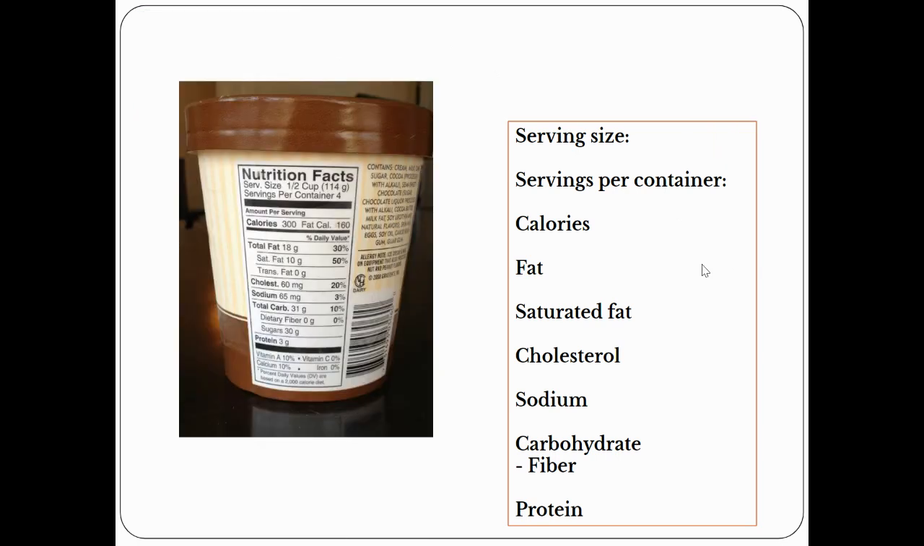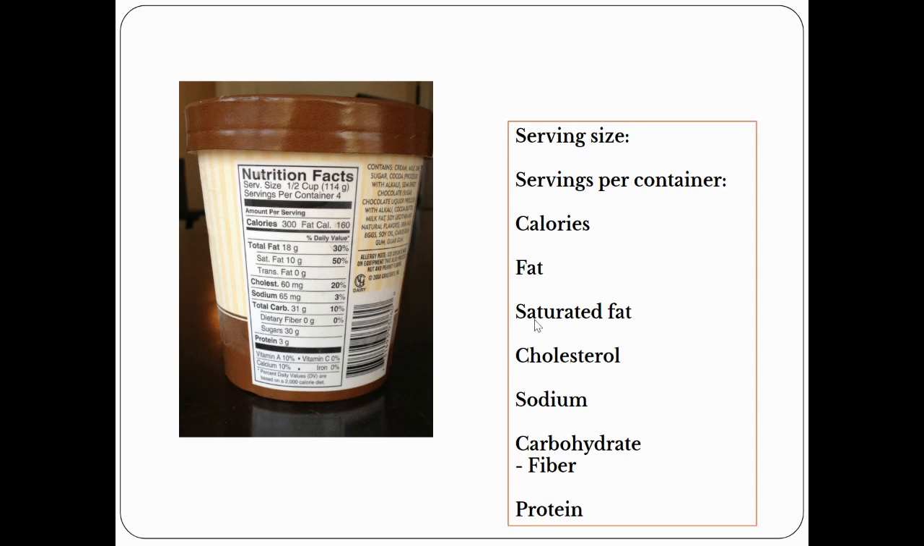Okay, going on to here. This is a pint of ice cream. Okay, serving size is 1/2 cup. Servings per container, see this here, that's 4. Calories in one serving, 300. Calories in 2 servings, we take 300 times 2 is 600 calories. Calories in the entire container, we take 300 times 4, which is 1,200.